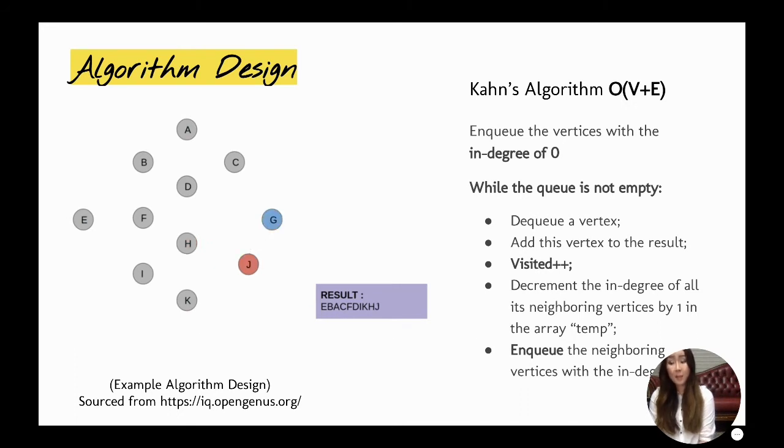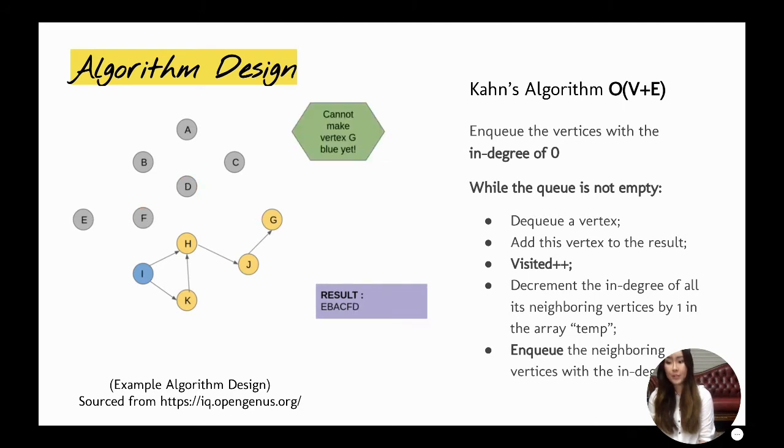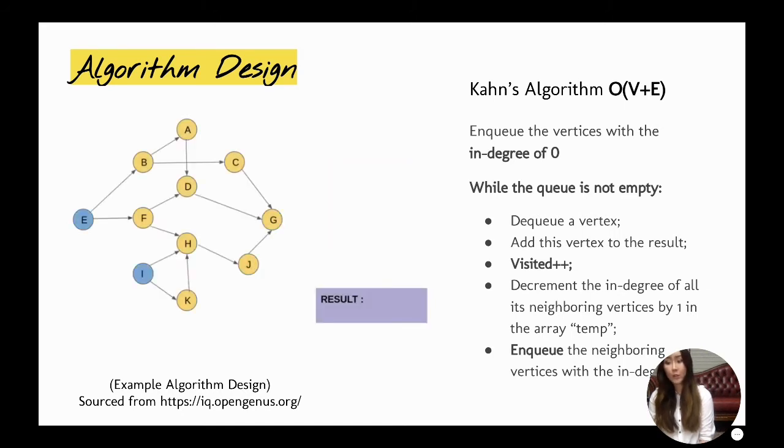While the queue is not empty, we dequeue the vertex, add this vertex to the result array or string, then we increment the int variable visited by 1. And we decrement the in degree of all its neighboring vertices by 1 in the temporary array. And then we can enqueue the neighboring vertices with the in degree of 0. If the value of the int variable visited is equal to the number of vertices in the graph, then we know it's finished, and then the result array will contain the topological sort for the graph.